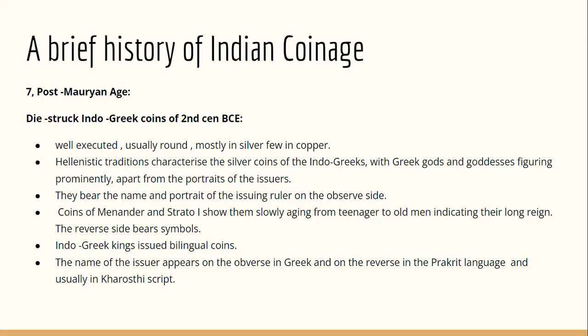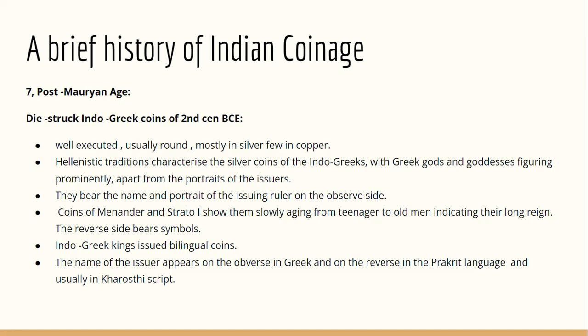So they bear the name of the king and the portrait of the issuing king on the obverse side. For example, we have coins of Menander and Strato. Now, there are series of coins of Menander and Strato. If you see the chronology of the coins, we will understand that at the beginning, there are coins depicting them in the youthful age, that is as teenagers. Then we have the coins in their old age also. So this indicates that we have a chronology of coins from the youthful age of that king to the old age. It means that the king ruled for a very long period. A long reign of the king is indicated from such depictions.